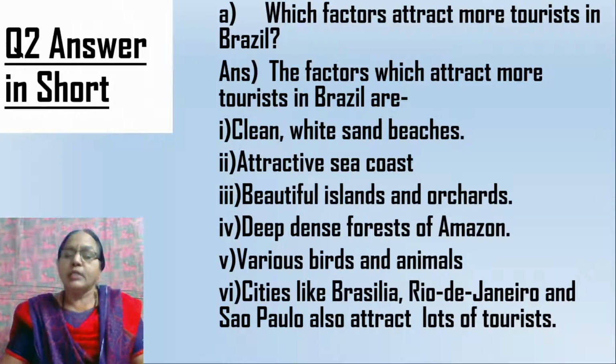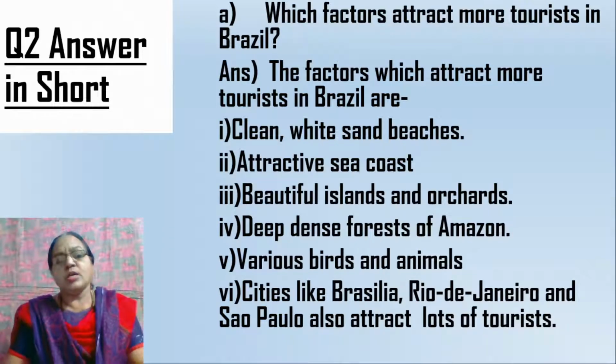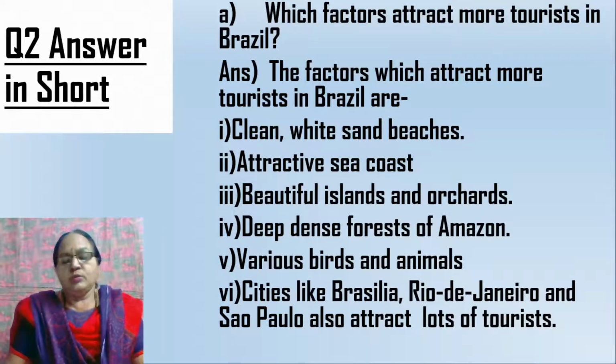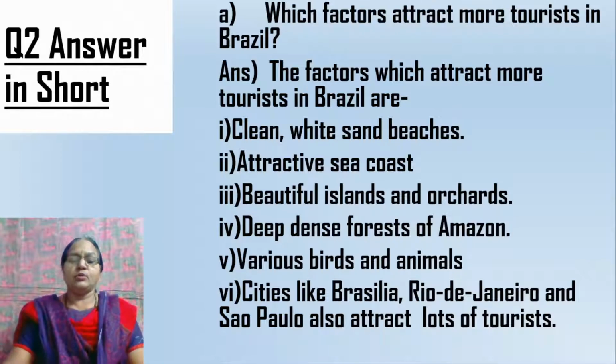Since it carries 2 marks, try writing all the points. Of course you can write just 2 points for 2 marks. So out of the 6 here, you can write any 2 points. What are the factors which attract more tourists in Brazil? They are clean white sand beaches, attractive seacoasts, beautiful islands and orchards, deep, dense forests of the Amazon, various birds and animals, and also cities like Brasilia, Rio de Janeiro, and Sao Paulo.